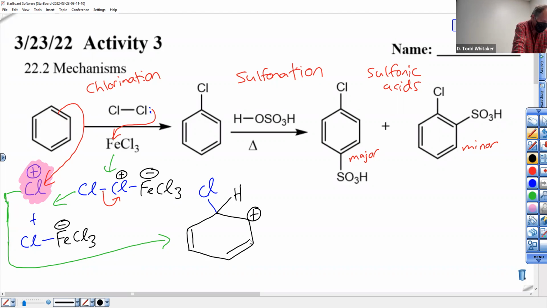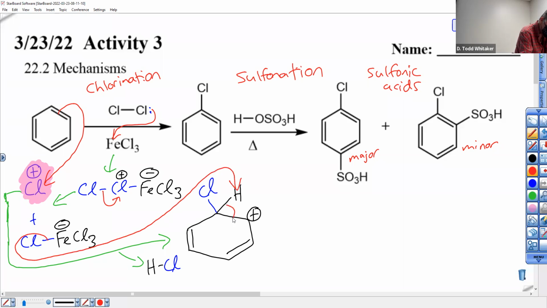And I think we're going to get our catalyst back and make our product and make HCl at the same time. HCl, black H, blue Cl, be a black Cl. Cl takes its electrons, grabs the H, very fast re-aromatization step. And you've got your chlorinated benzene.